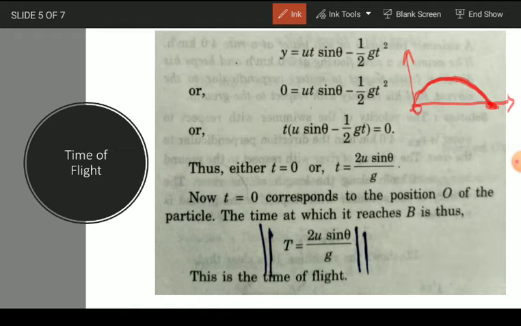For time of flight we can use the concept that at this point and at this point the displacement in the vertical direction is zero, because whatever displacement is happening between here and here is only in the horizontal direction. So if we apply the second equation of motion in the vertical direction, y is equal to uy t minus half g t square. If we put y is equal to 0, meaning displacement to be 0, then it will be u t sin theta minus half g t square.